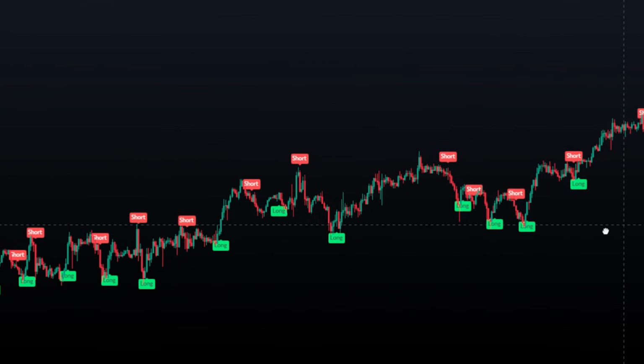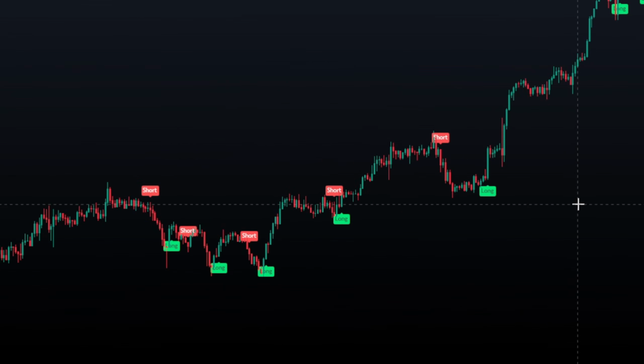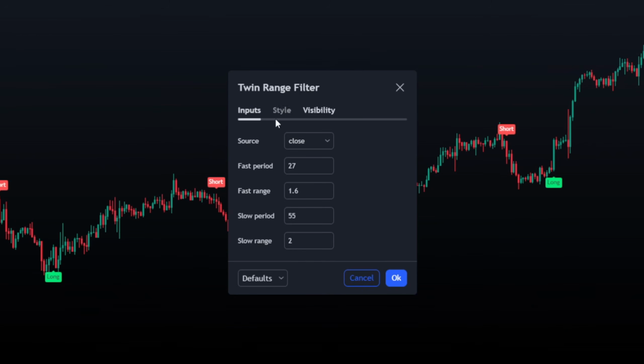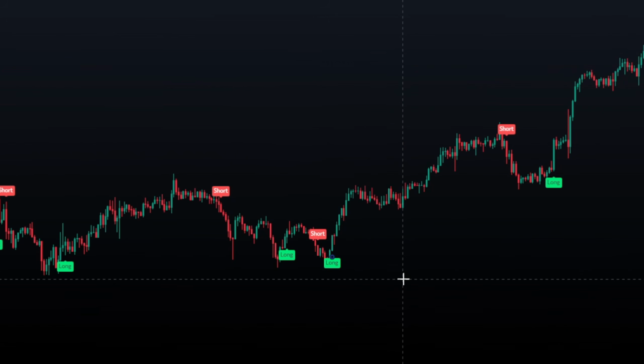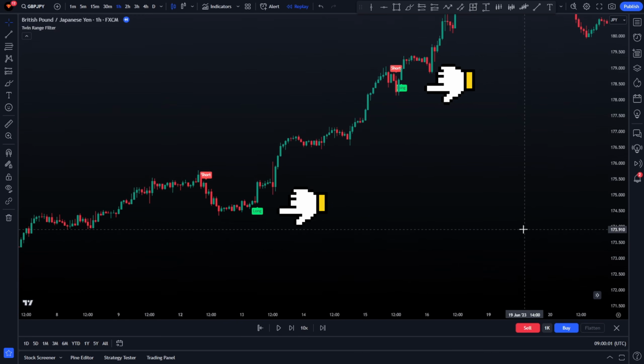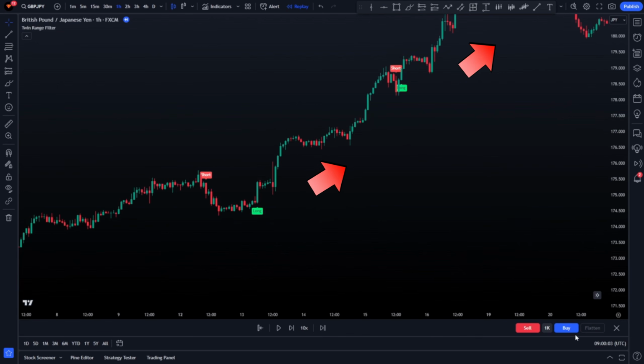Once the indicator is added, let's quickly review its settings and make any necessary adjustments. In the input section of this indicator, change the fast period to 50, the slow period to 35, and the slow range to 3. You don't need to make significant style changes, so leave those as they are. After making your adjustments, click OK to proceed. When you see a trending market with a successful pullback, the Twin Range Filter provides a long signal. This signal suggests that the price is likely to go up and continue the trend.